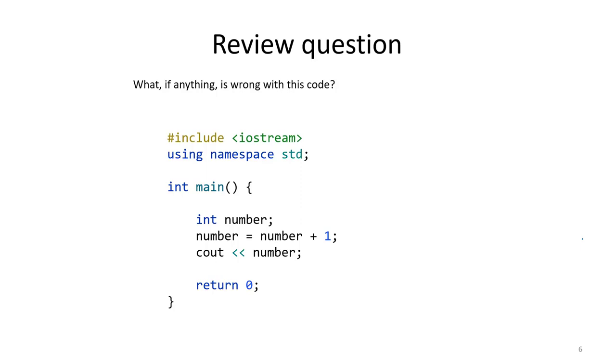All right, let's do one more review question here. So here we have a main function, and we're trying to output this value number. Just a nice cout statement there. Do you have any idea if anything is wrong with this code? Take a moment and think about it. Is there something wrong here? Let's ask a question.